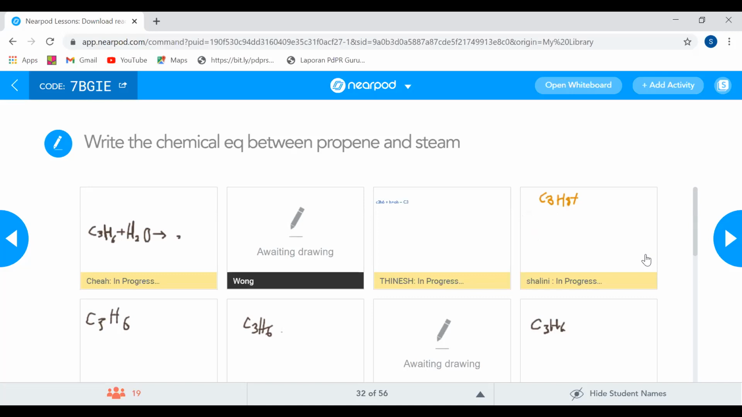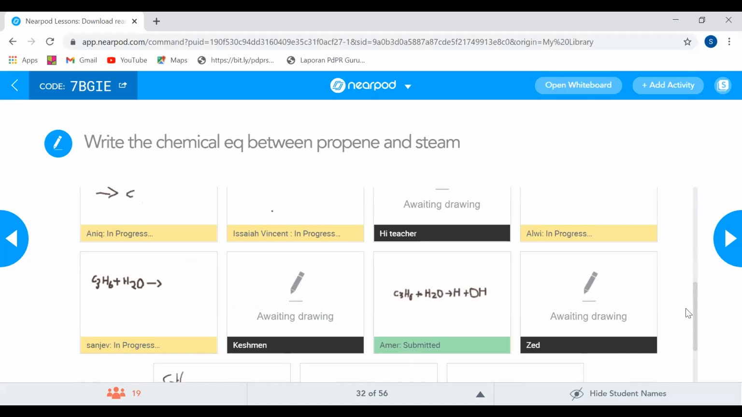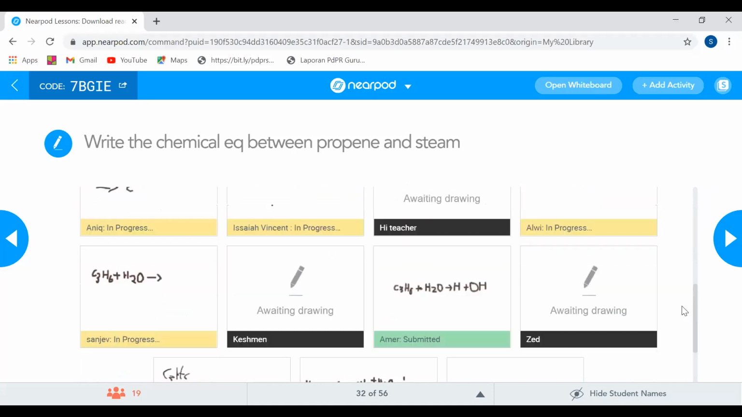Teacher, propane and steam, right? You get propanol, right? Don't tell the answer. Wong, why can't teacher see you doing it? Wong, are you trying? Just now I also didn't see Wong trying. Maithili, are you trying? Keshman?